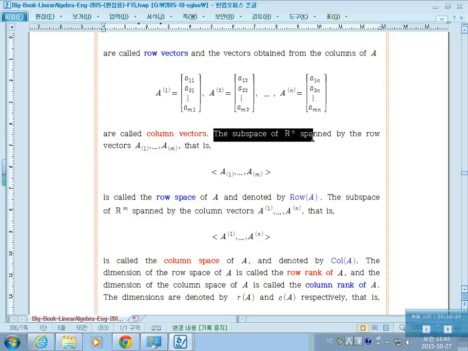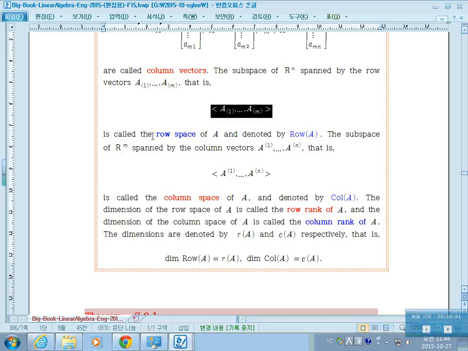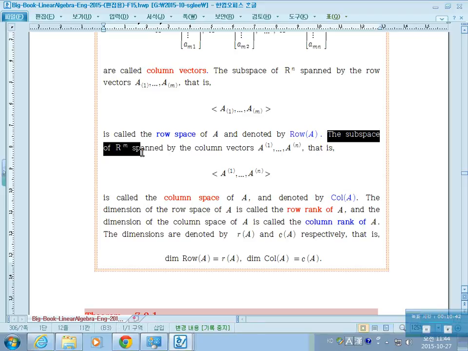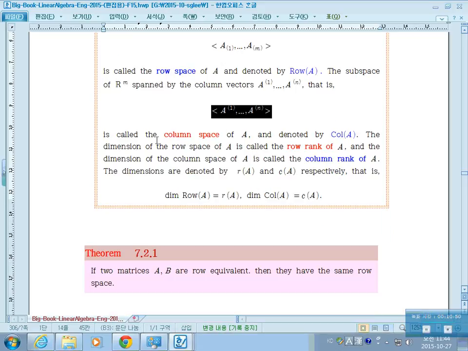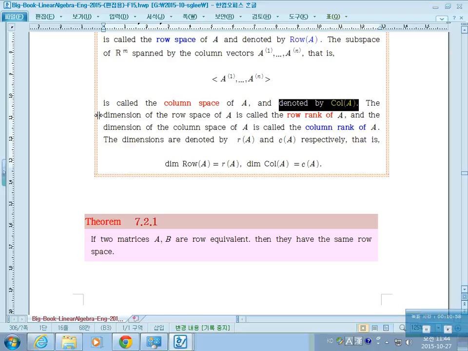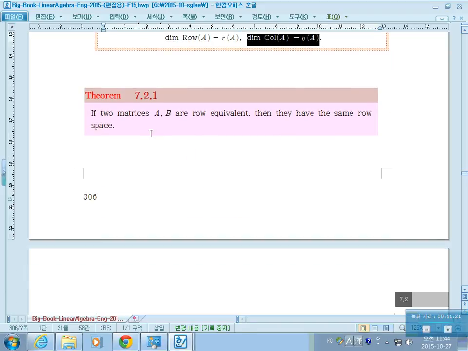Then the subspace of Rn spanned by the row vectors can be written in this way. We call this the row space of A, and we write it as row(A) like this. And next, think about the subspace of Rm spanned by the column vectors, the span of the column vectors. We call it the column space of A, and denote it by col(A). And the dimension of the row space of A is called the row rank of A, and the dimension of the column space of A is called the column rank of A. Those dimensions are denoted by r(A) and c(A), respectively. The important thing is, those are the same.